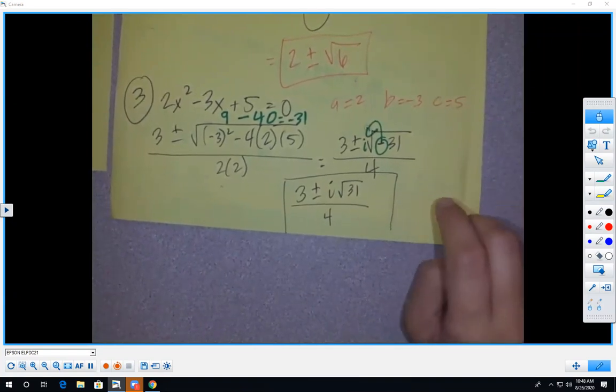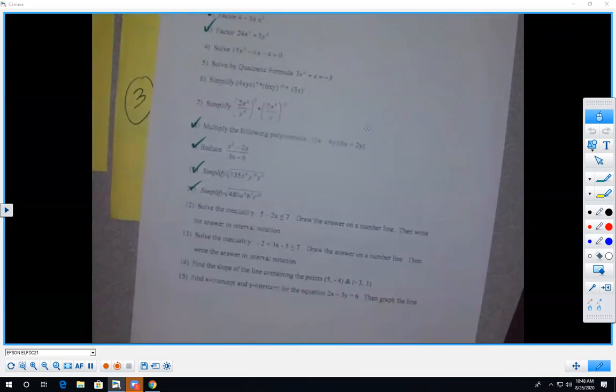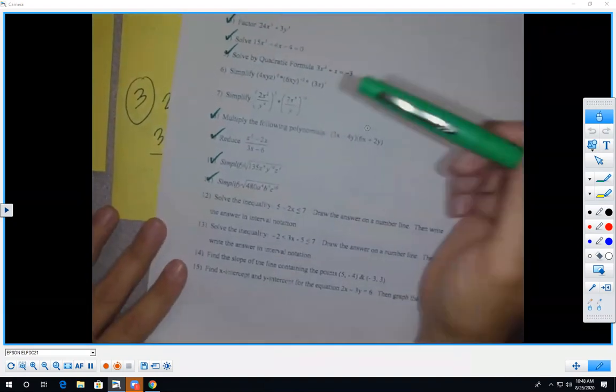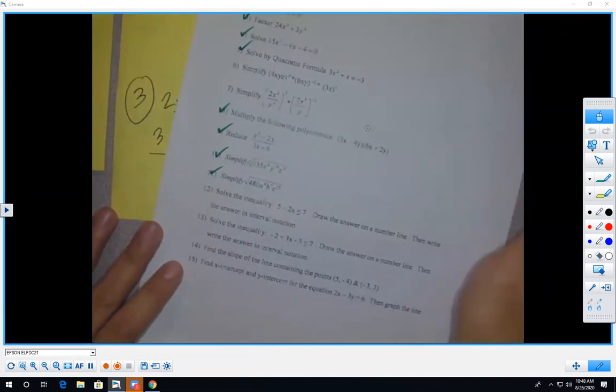Okay, so that was problem number 4 and 5 we just finished. Okay, and next time we'll finish the last of it. We just have 4 more types of problems to go over.